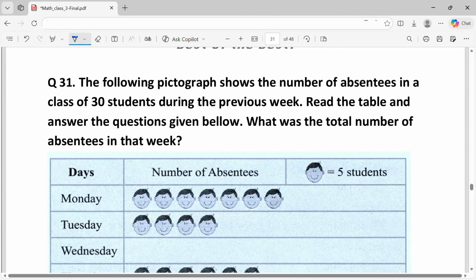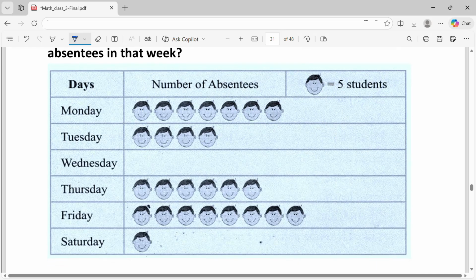Question 31. The following pictograph shows the number of absentees in a class of 30 students during the previous week. Read the table and answer the questions given below. What was the total number of absentees in that week? The total number of absentees is the sum of absentees of each day.